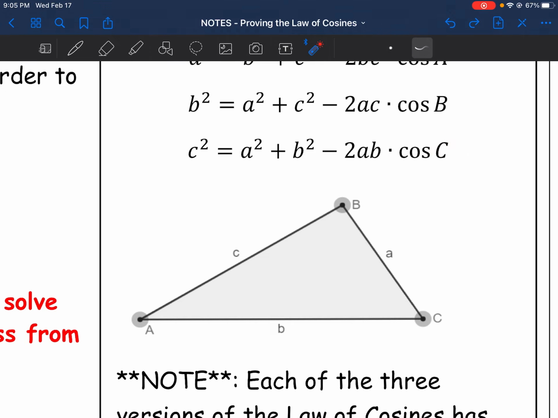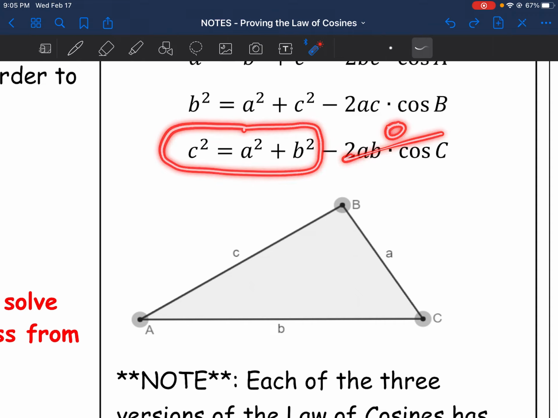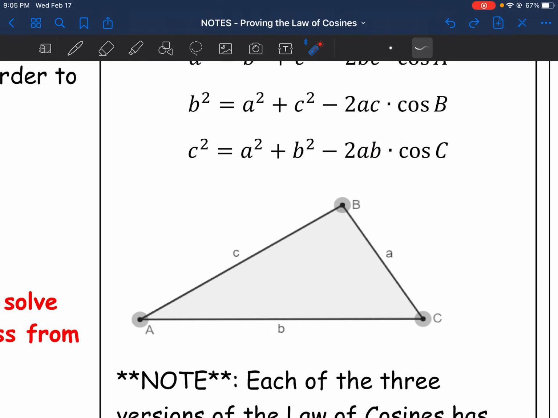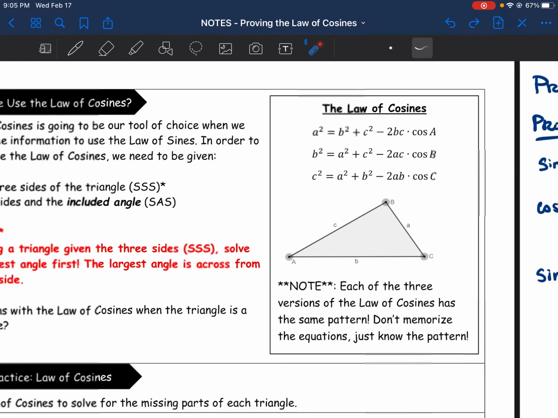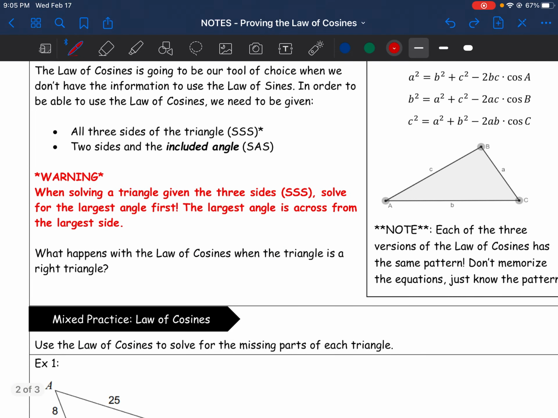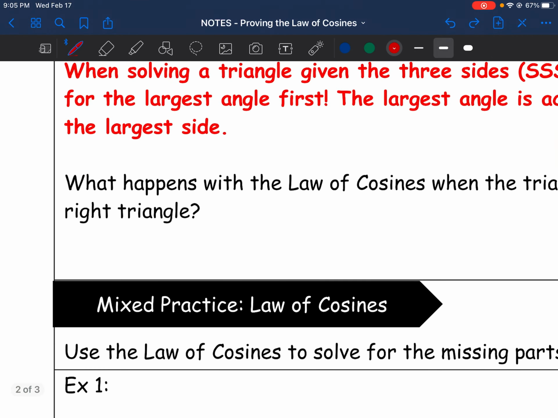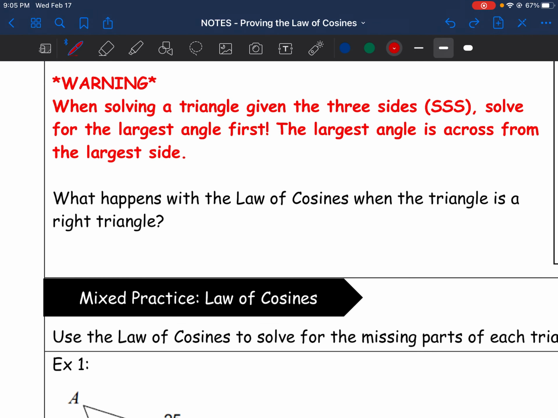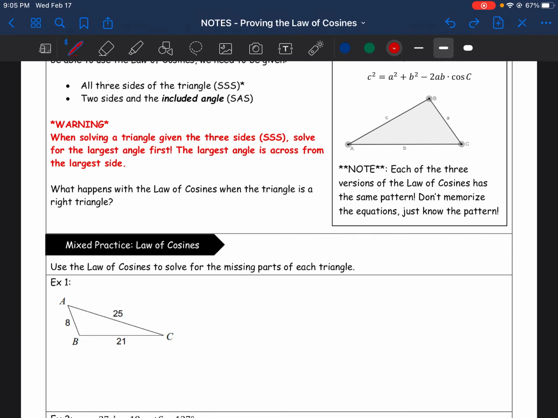Well, the cosine of 90 degrees, if you look at your unit circle, is actually 0. So if this was 0, and 0 times 2ab, well, 0 times anything is just 0, then notice what you have left over is Pythagorean's theorem. So Pythagorean's theorem is really just a special case of the law of cosines. So let's write that down real quick. What happens with the law of cosines when the triangle is a right triangle? We get Pythagorean's theorem. Really cool.